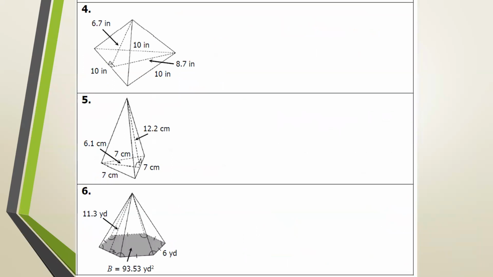All right, in number 4, I have a triangular pyramid. Okay, the base is a triangle and it's got triangular sides. Number 5 is also a triangular pyramid. And number 6, ooh, we've got a hexagonal pyramid. That'll be fun. But let's start with number 4. What is the slant height in number 4? The slant height is 6.7. What is the perimeter of the base? Okay, so here's your base. What is the perimeter of the base? It's 30.